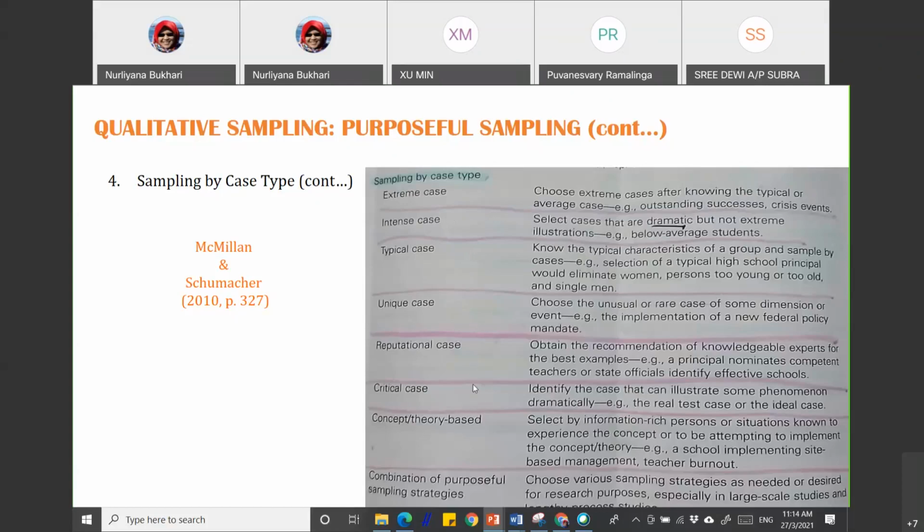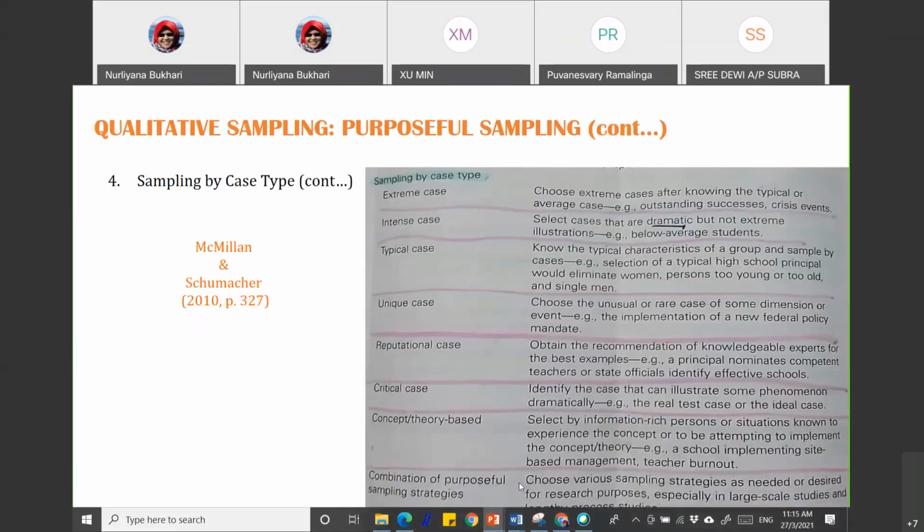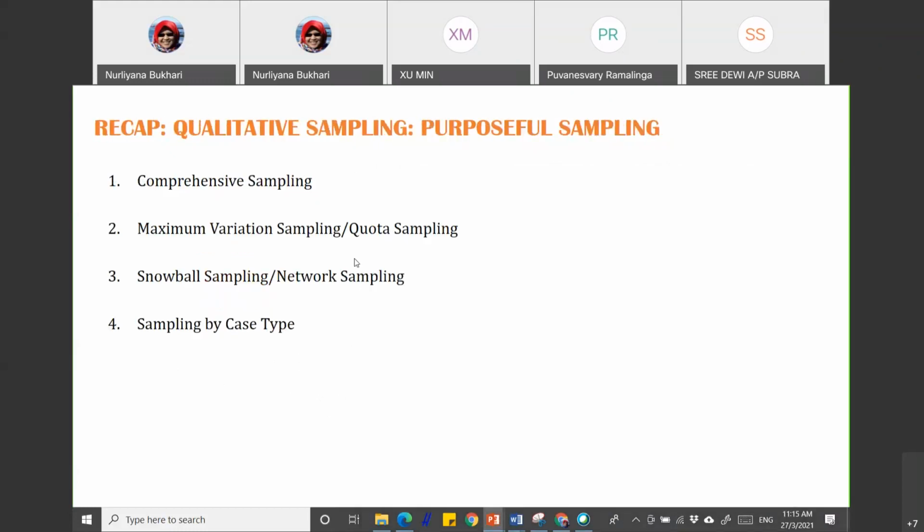Critical case, reputational case, okay, candidates receiving awards, unique case. So you name which case you want for those participants. Combination. Now that's the last one. If no other case, it could be hybrid. Okay. There you go. Recap.